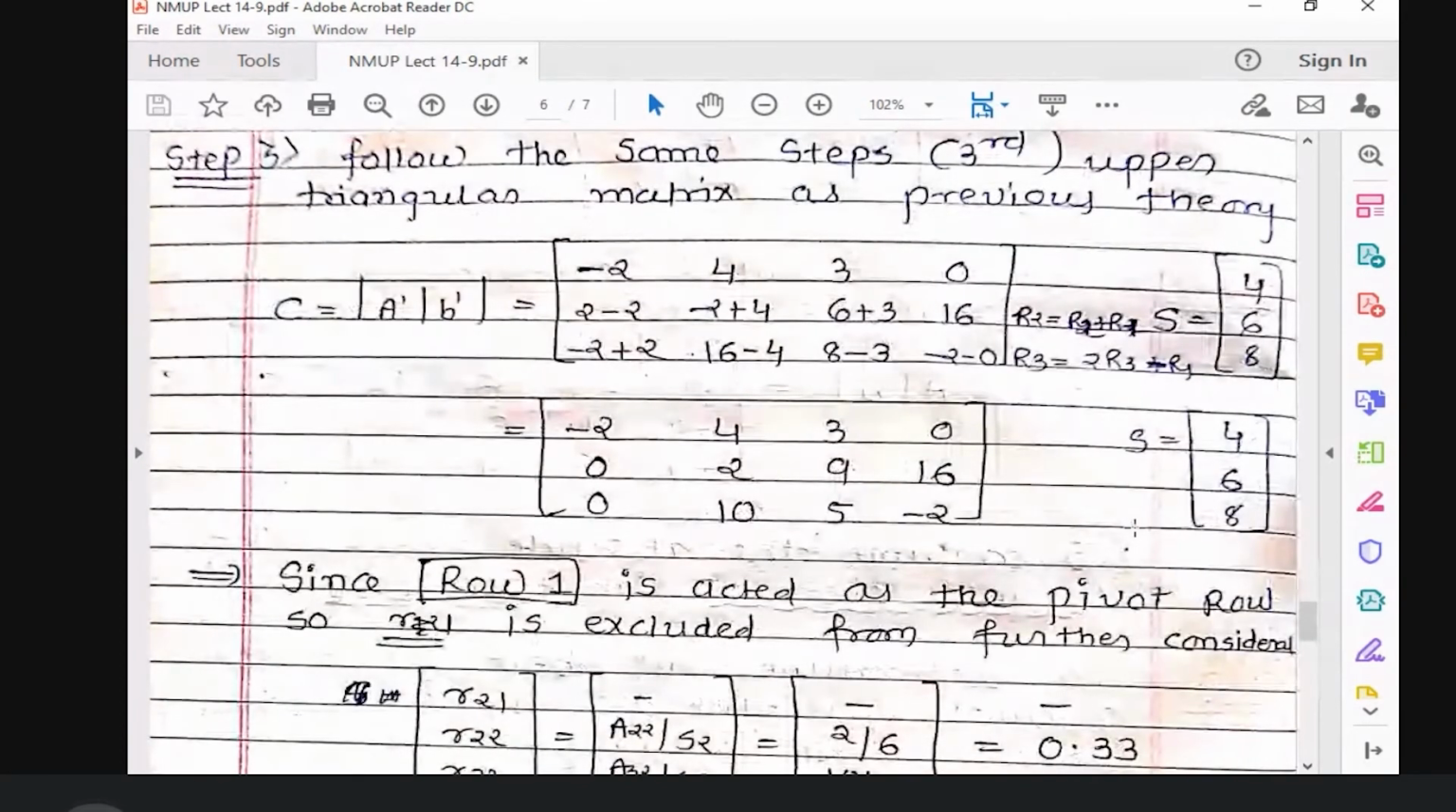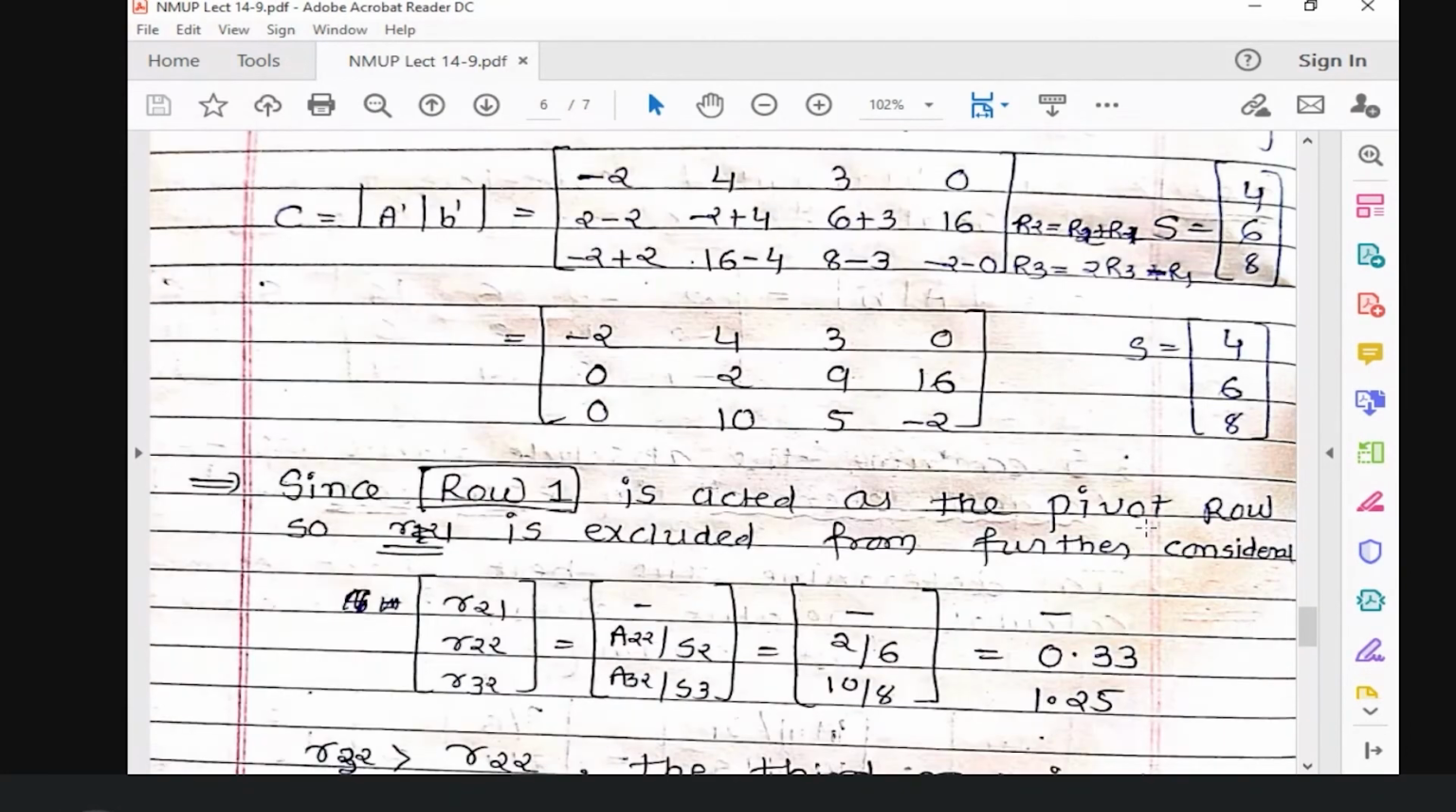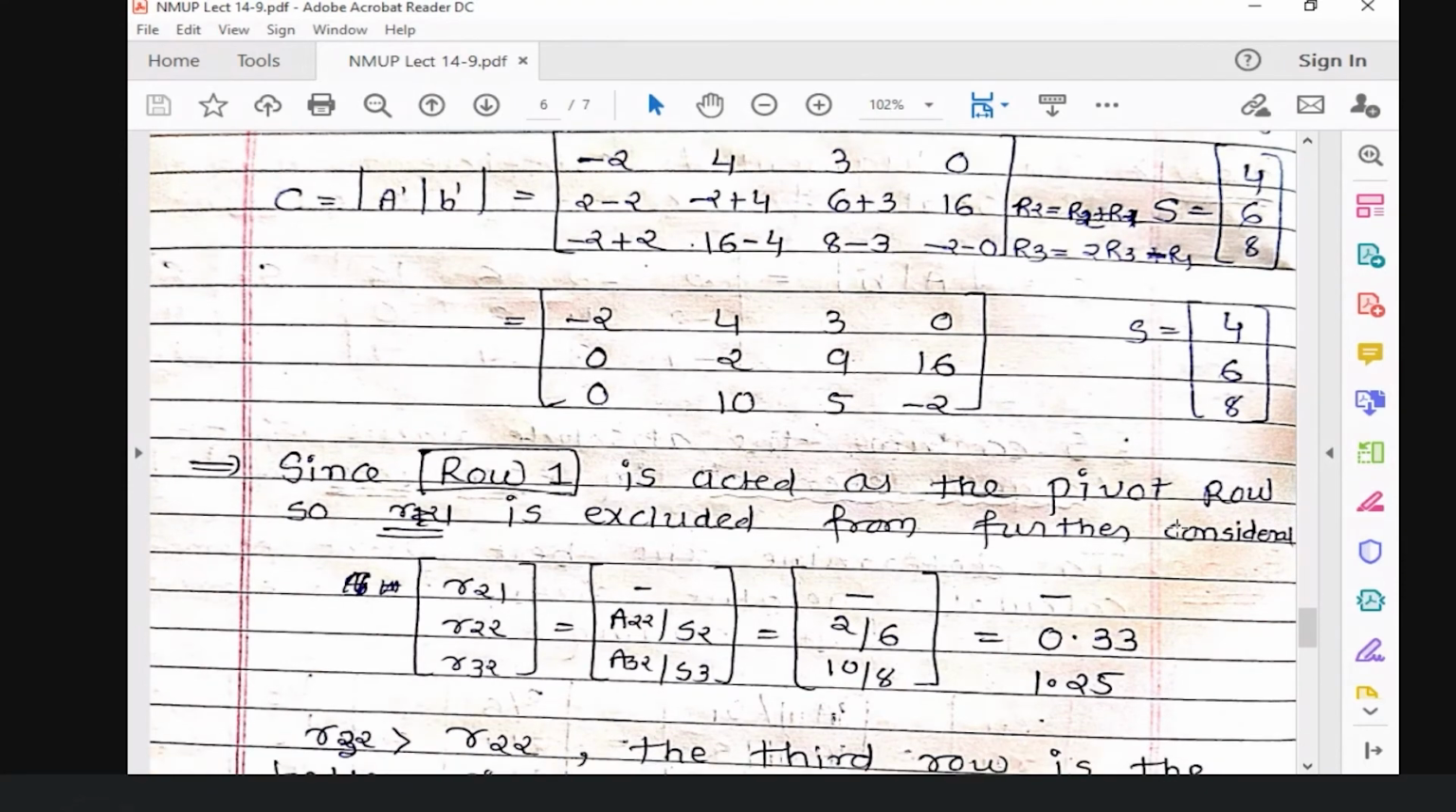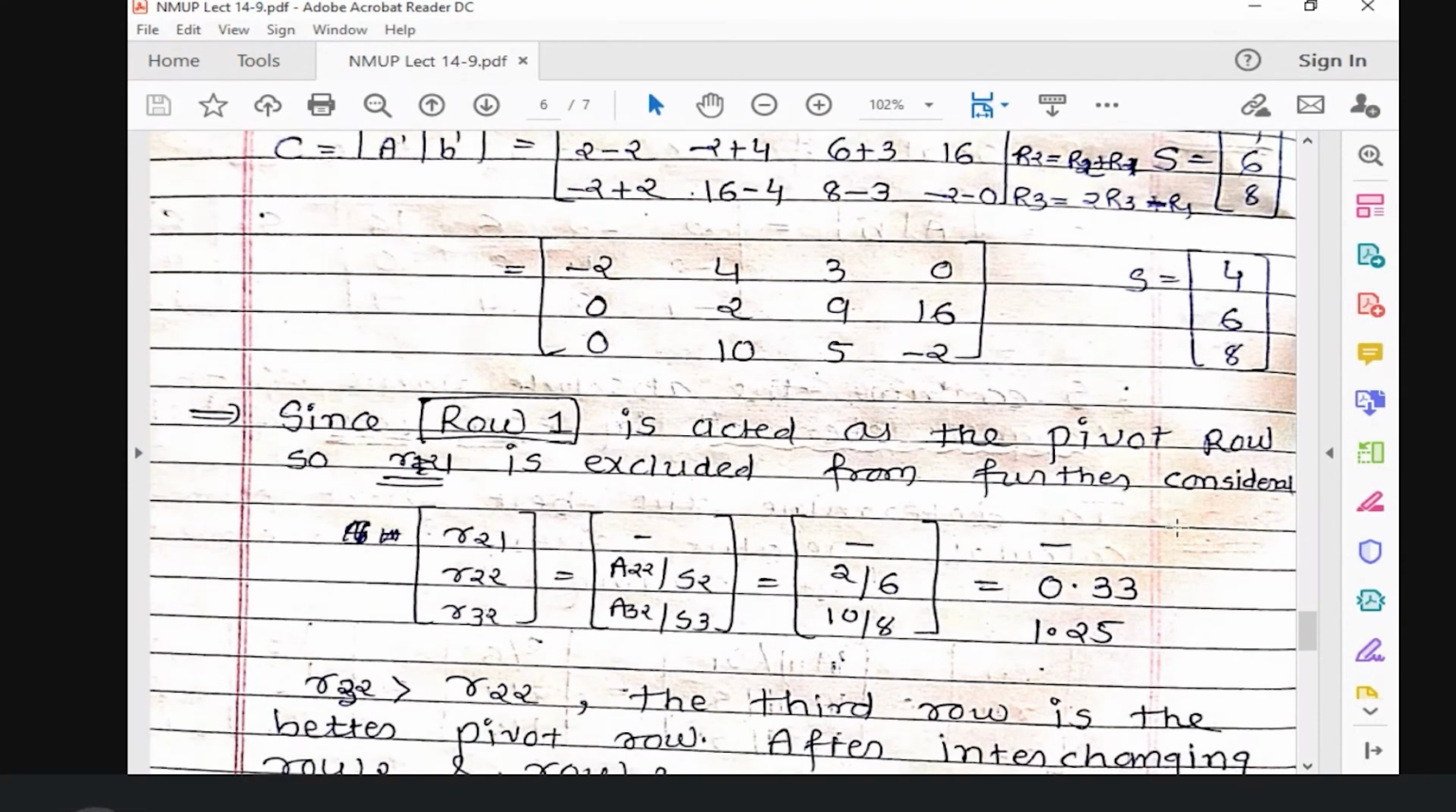So after doing that, what did we get? Since row 1 acted as the pivot element row, R21 is excluded from further consideration. Again, you have to calculate the relative values. Over here R21 becomes 0, that we don't have to consider, right? Then R22 and then R32. So we got 2 by 6 and 10 by 8, and with the help of that, we got two values, 0.33 and 1.25. Which one is the largest? 1.25, that is R32.